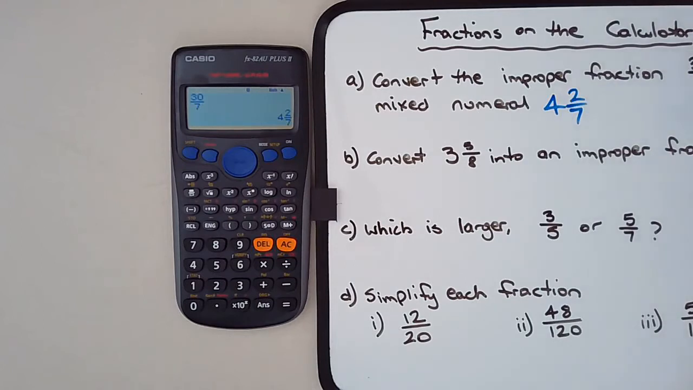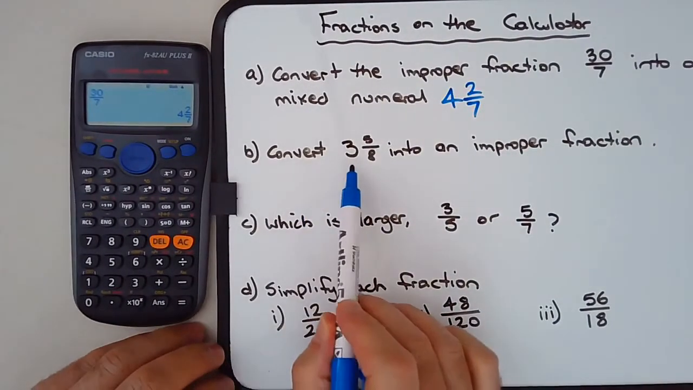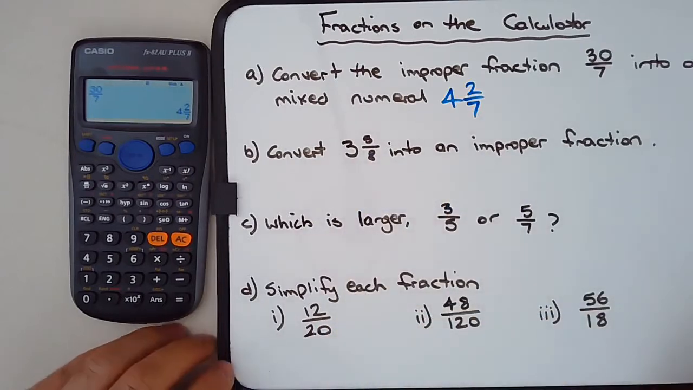If you want to do this non-calculator, 7 into 30 goes 4 times. 7 times 4 is 28, and it gives you a remainder of 2. So the remainder will be 2/7. Let's have a look at part B. Convert 3 5/8 into an improper fraction.